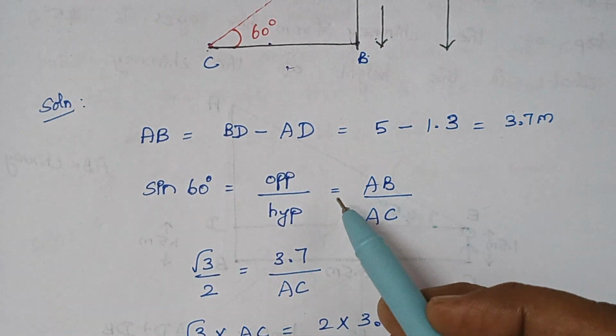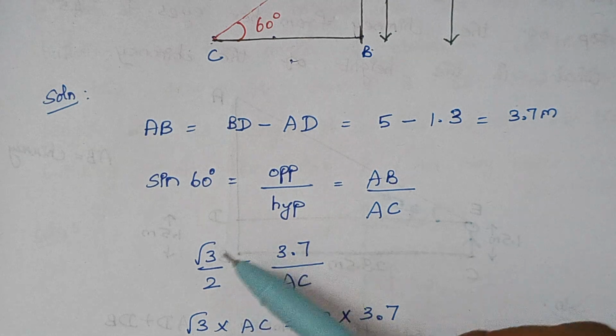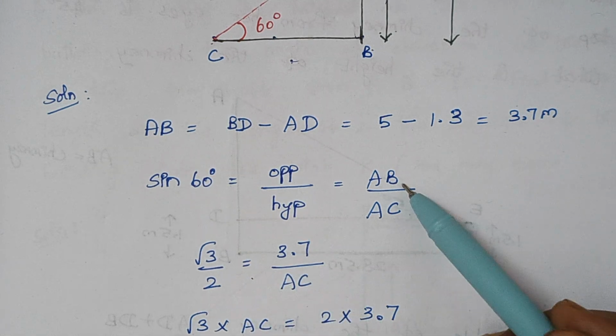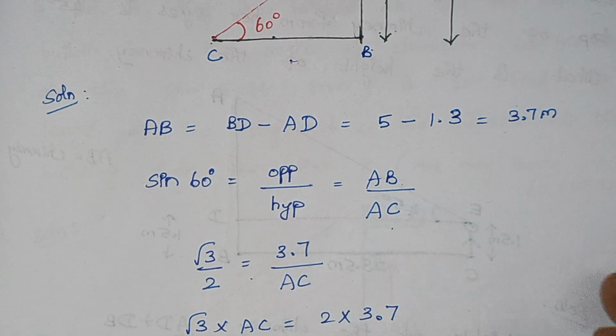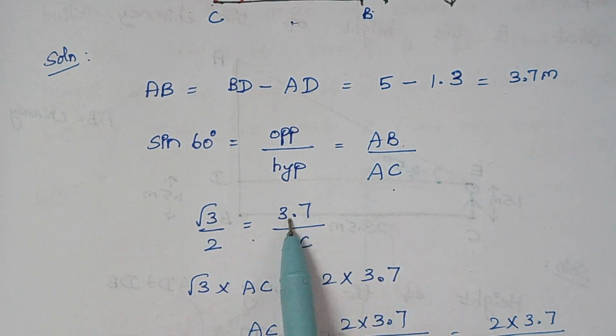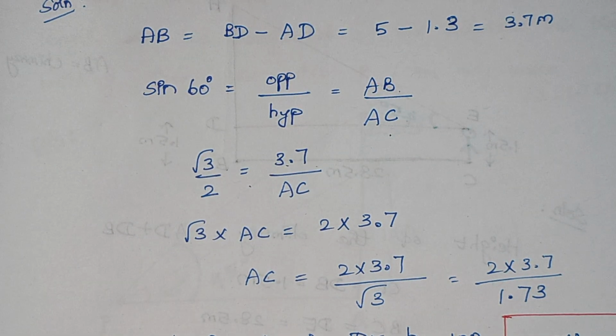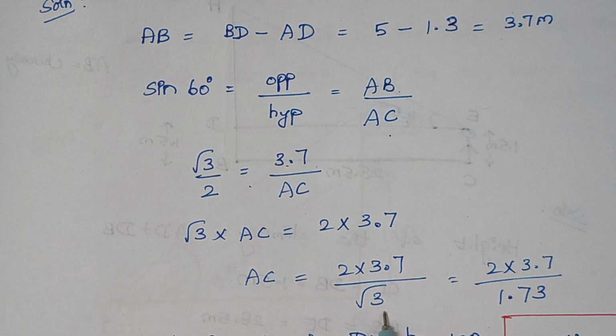Again, you have to look at the trigonometric table, and sine 60 is root 3 by 2. So root 3 by 2 is equal to 3.7 by AC. I need only AC, so just cross multiply. Root 3 into AC is equal to 3.7 into 2. So now AC is 2 into 3.7 divided by root 3.